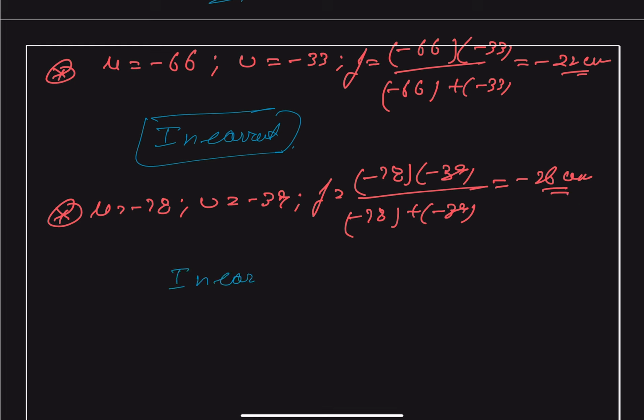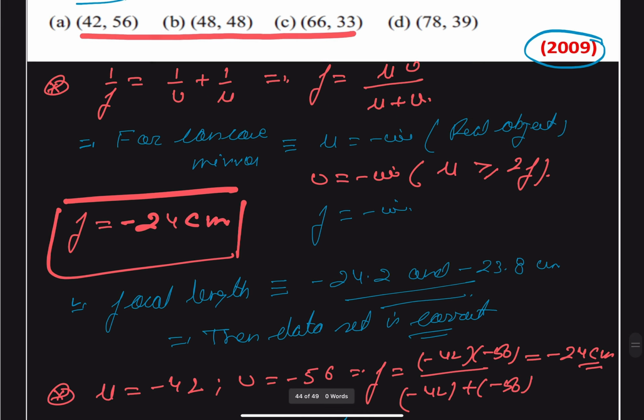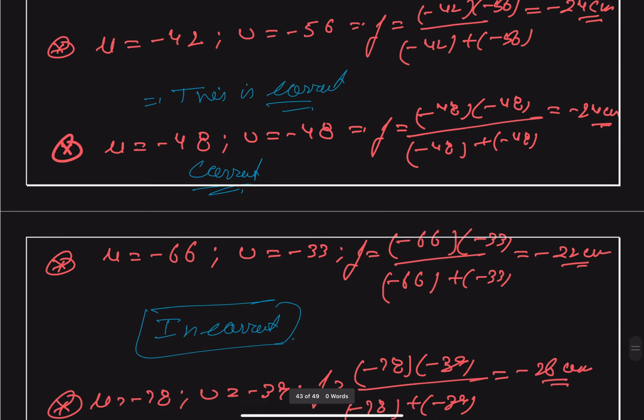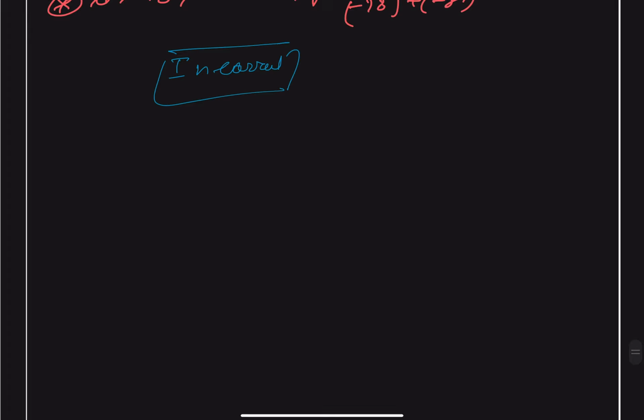So here we have two options which are incorrect, that is the last two. So option C as well as option D are the correct options. Option C and D are correct.